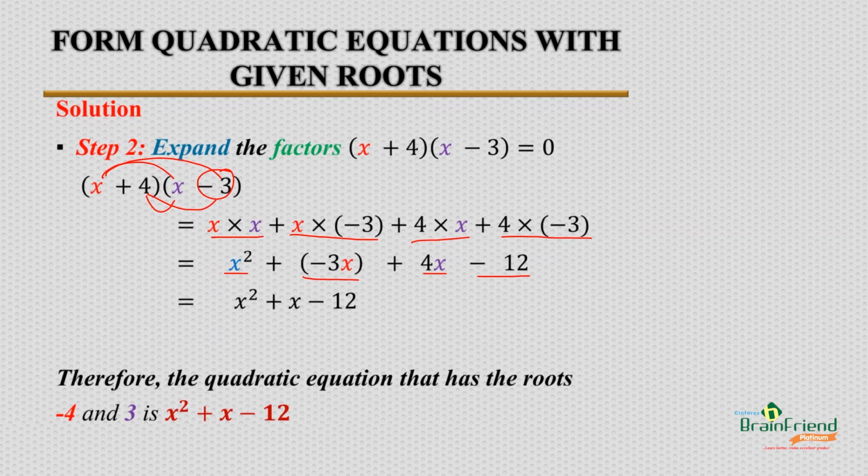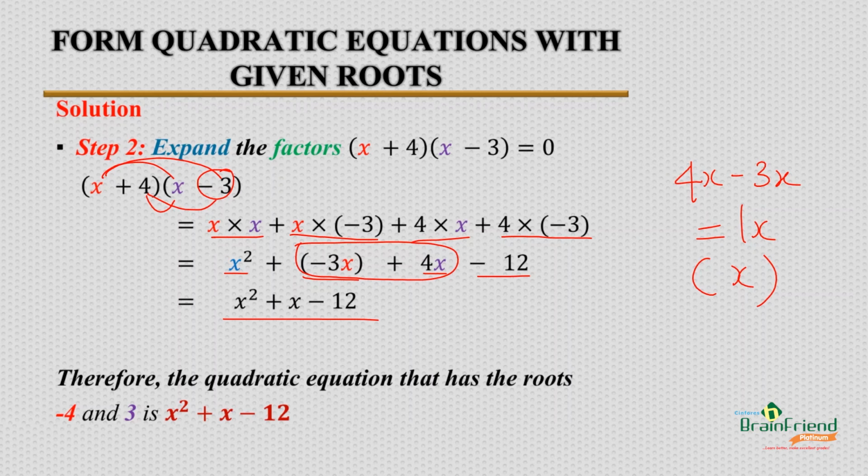When we collect the like terms in the center, which are these two, we'll get x squared plus x minus 12. The reason for that is 4x minus 3x is equal to 1x, which we'll just write as x. That's why we have x squared plus x minus 12. Therefore, the quadratic equation that has the roots minus 4 and 3 is x squared plus x minus 12.